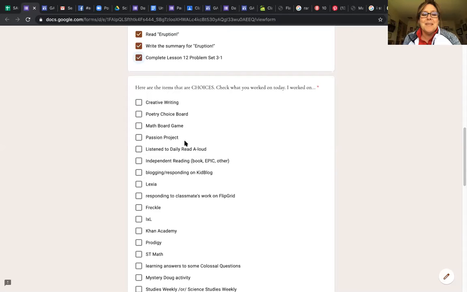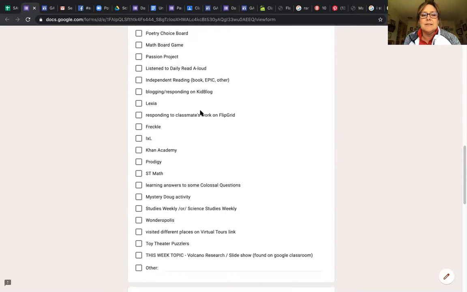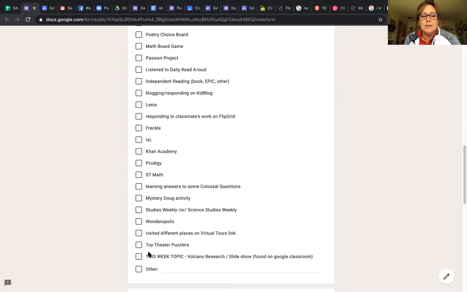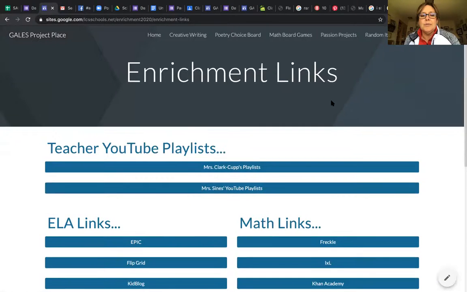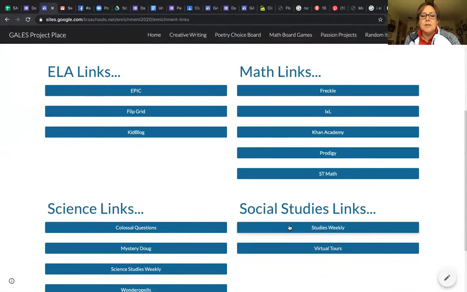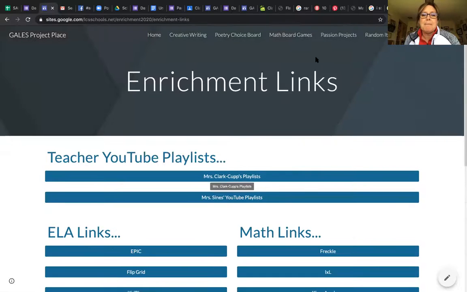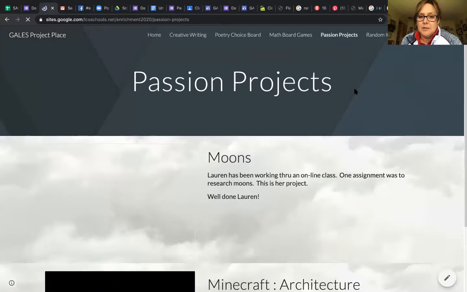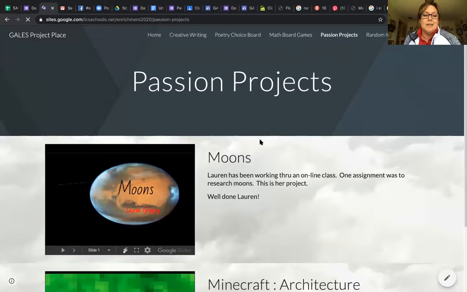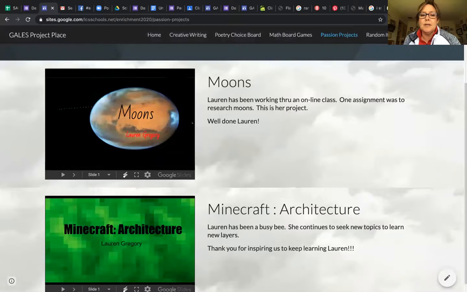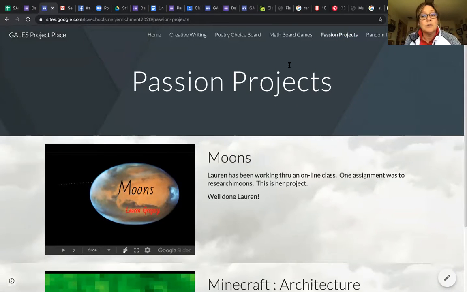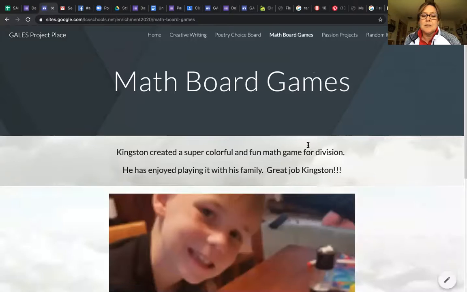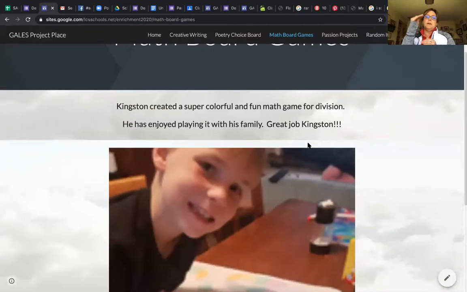So, and then down here, all of these options, if we continue past the first four, all of these on this page, we come back here and we go to the enrichment links, you will see that's what all of these are. So now they're all in one spot. Okay. And where the motivation falls in, kids that have gone above and beyond and are the worker bees, this is where we're going to celebrate their work. Like right here, Lauren has two passion projects she's already worked on. So it's obvious she's gone above and beyond what's required. Here's a math board game. Here's Kingston. He created his. It's obvious he went above and beyond.